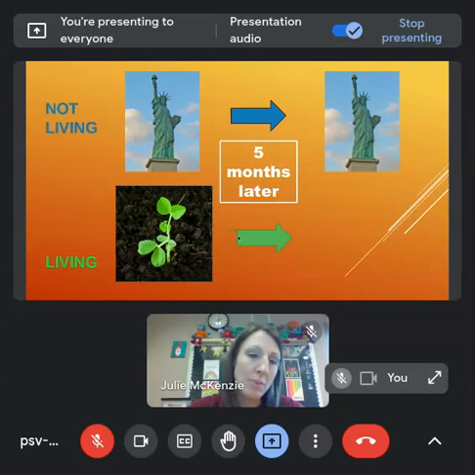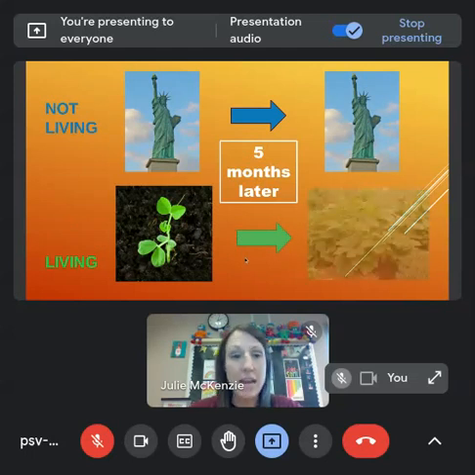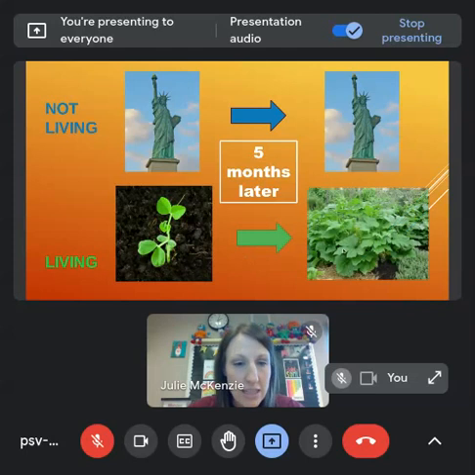But what about the plant? After 5 months, let's see. If it's alive, it will grow and change. So let's look at it. Oh my goodness, look how much that plant has grown and changed in 5 months. That plant is a living thing and it grows and it changes.